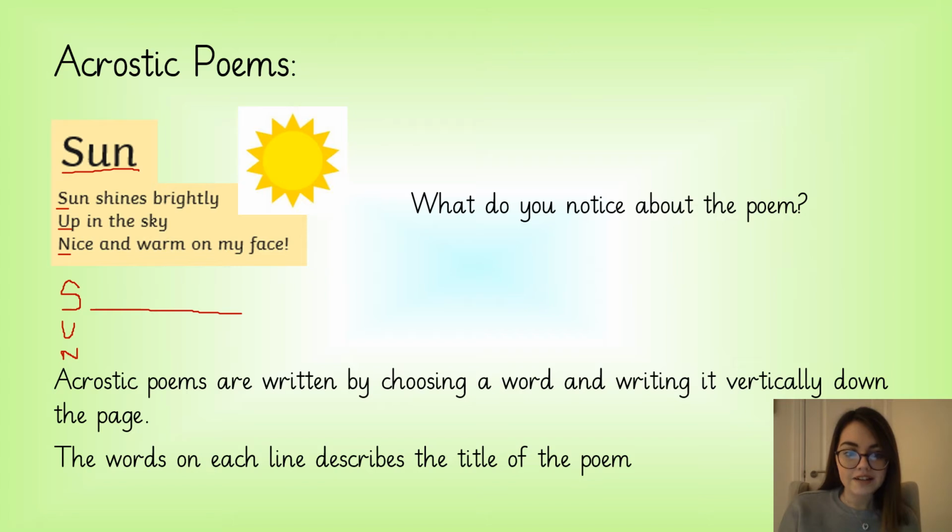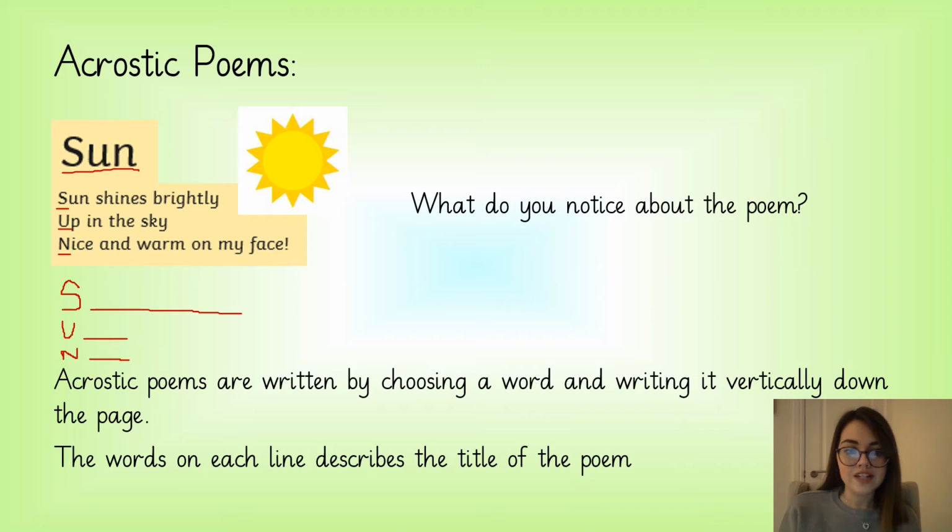The next line needs to begin with the letter U. And we've chosen up. We know that the sun is up in the sky. It describes where the sun is. Our third line needs to start with a word that starts with the letter N. And we've chosen nice. Nice and warm on my face. That's how the sun feels on our face.